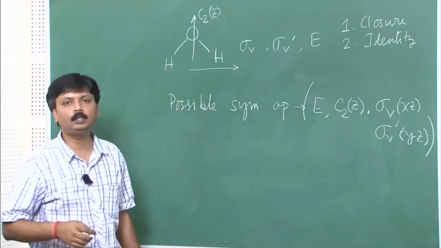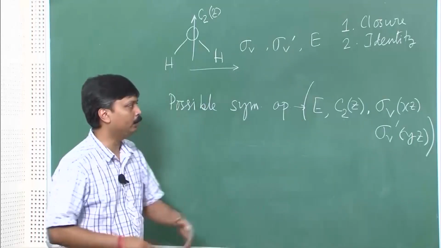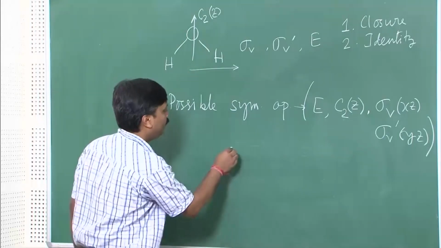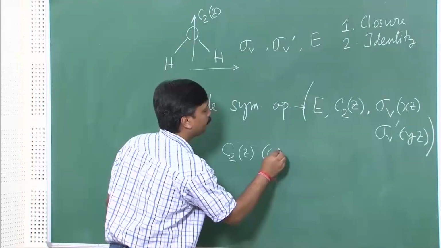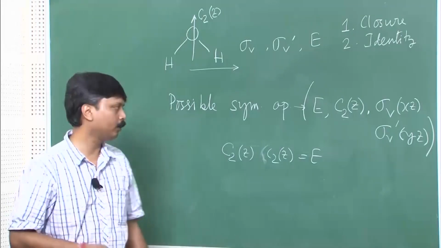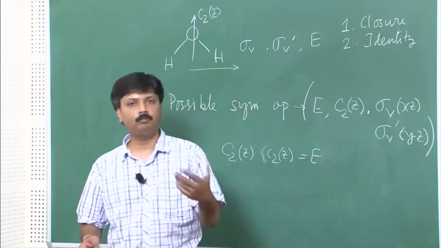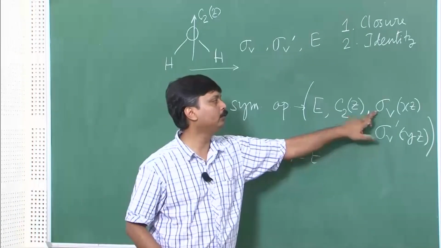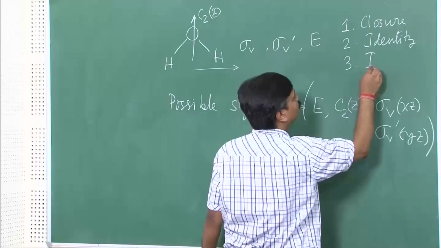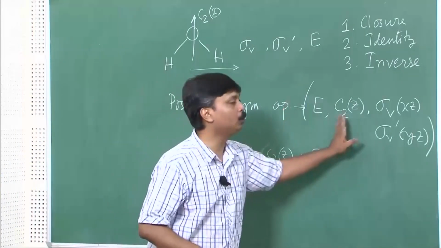Now let's look for the presence of unique inverse. Okay, forget about E because E is its own inverse always. What about C2z? Now we know that C2, if I operate twice, it gives you E. So you have C2z followed by another C2z, sorry, is nothing but identity. That means C2 is its own inverse. Okay, so for C2 we already have its own inverse. Similarly, sigma v by its own character, they are inverse of themselves. So sigma v is its own inverse, sigma v prime is its own inverse. So there is a unique inverse for each and every element of this set which are constituted by these symmetry operations.